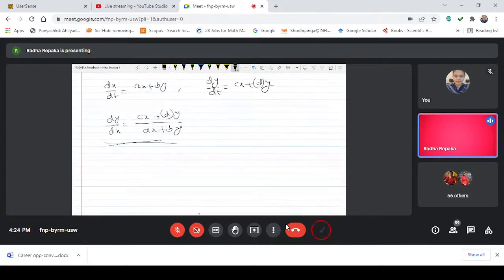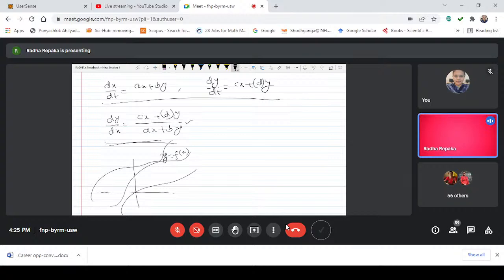The solution of this system can be written like this. Y is a function of x. This is one solution, this is another solution, this is the third solution, like that. So dy by dx is given, I can write the solution. Whereas the solution of this is given by x is x of t, y is y of t. It is in the parametric form.